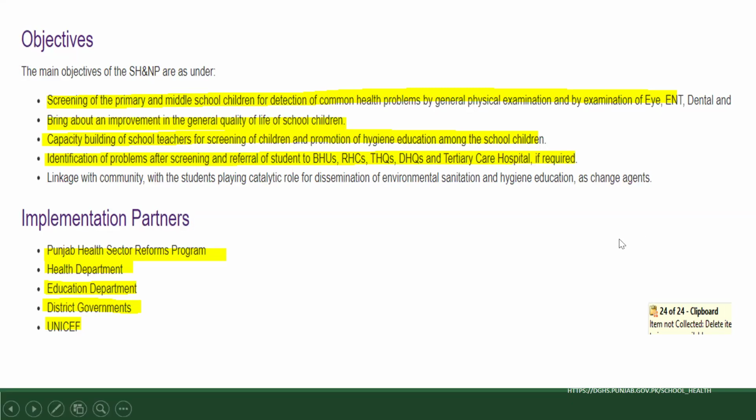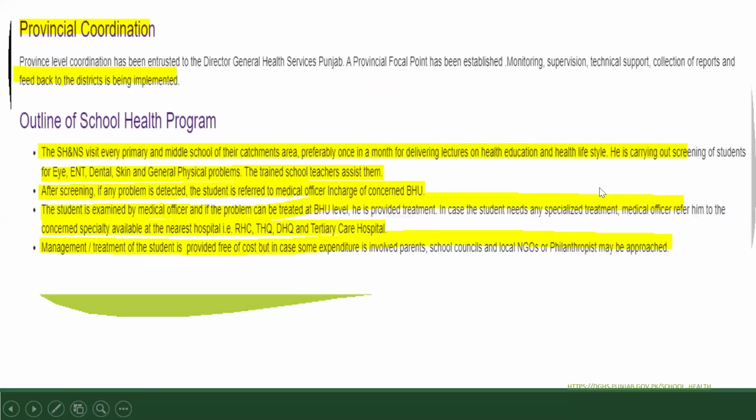Implementation partners include Punjab Health Sector Reforms Program, Health Department, Education Department, district governments, and UNICEF. Provincial coordination has been entrusted to the Director General Health Services Punjab. A provincial focal point has been established. Monitoring, supervision, technical support, collection of reports, and feedback to the districts is being implemented.